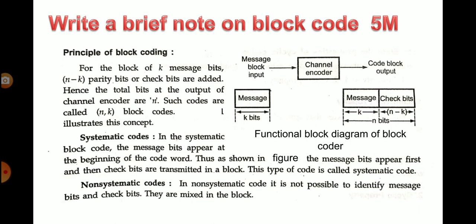Illustrates the figure. Systematic codes. In the systematic block code, the message bits appear at the beginning of the code word. Thus, as shown in the figure, the message bits appear first and then check bits are transmitted in a block. This type is called systematic code. Non-systematic codes: in non-systematic codes, it is not possible to identify message bits and check bits. They are mixed in the block.